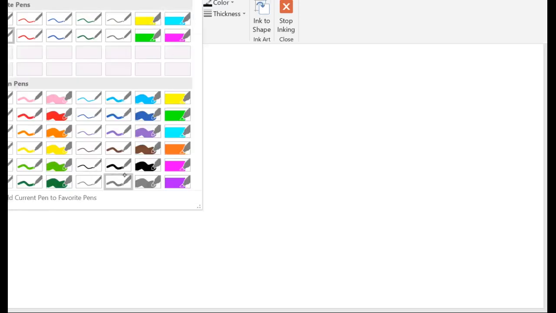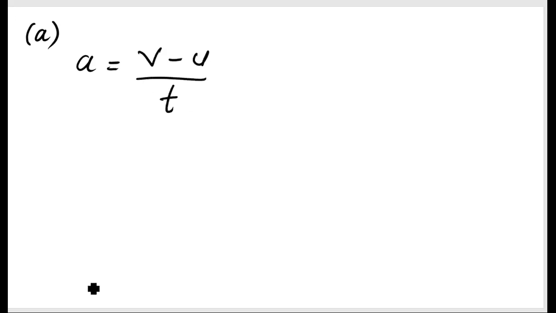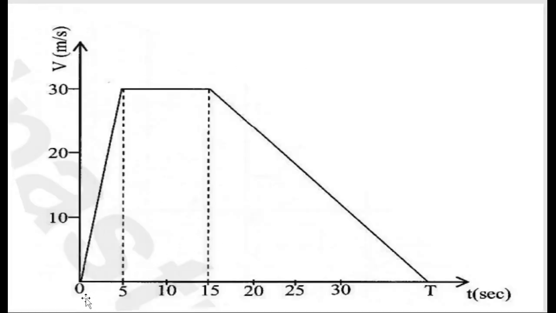So let us use an empty board and go on with pens. Okay, so let us use this font. So acceleration, so this is A. Acceleration is always given by the formula V minus U over the time taken. Okay, where V stands for the final velocity, U stands for the initial velocity, and T stands for the period or the time. Okay, so looking at our diagram, they said acceleration in the first 5 seconds. So time is 5 seconds.